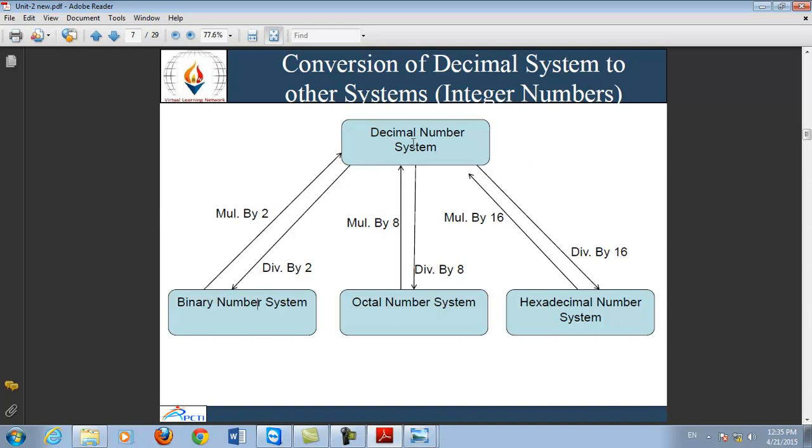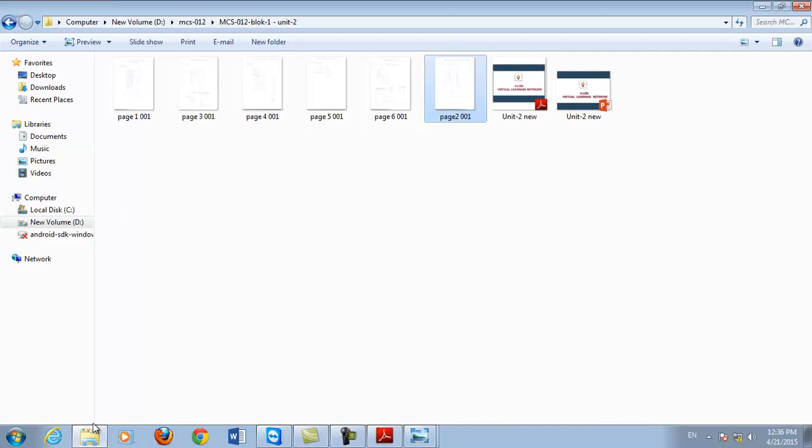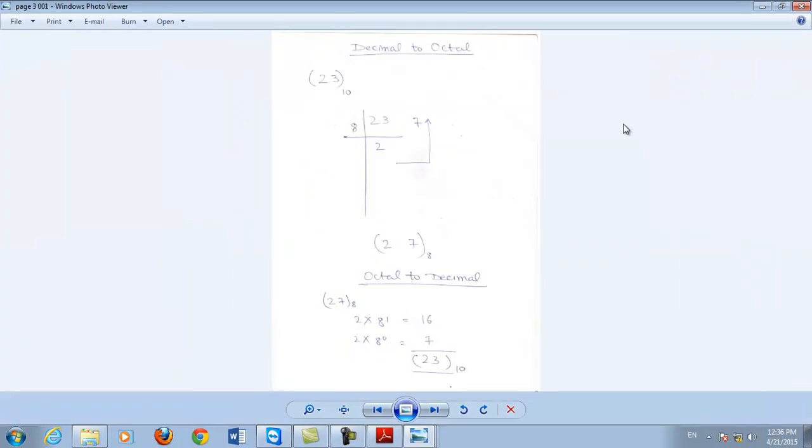Next is decimal to octal number system. Now, in the same way, you can convert the decimal number system into its equivalent octal number system. But you have to divide the decimal number by 8 to convert it into the octal number system. We will see this process again with an example. See, there is a question that is 23 base 10. It means it is a decimal number, and if you want to convert it into the equivalent octal number, then you have to divide it by 8.